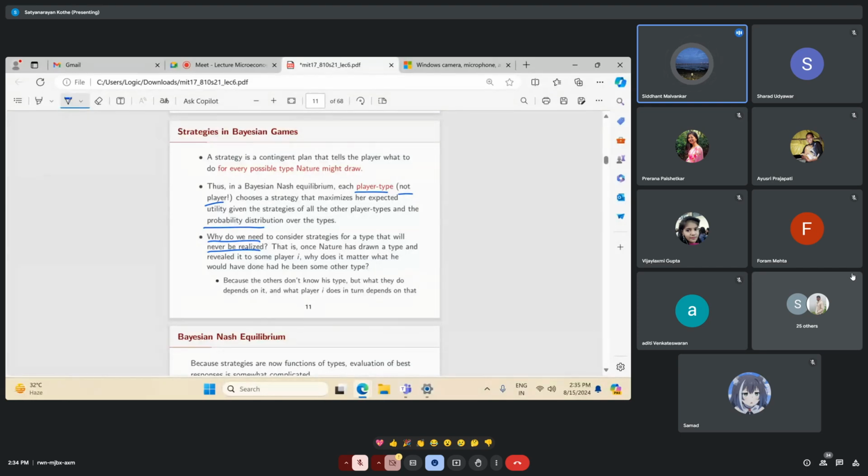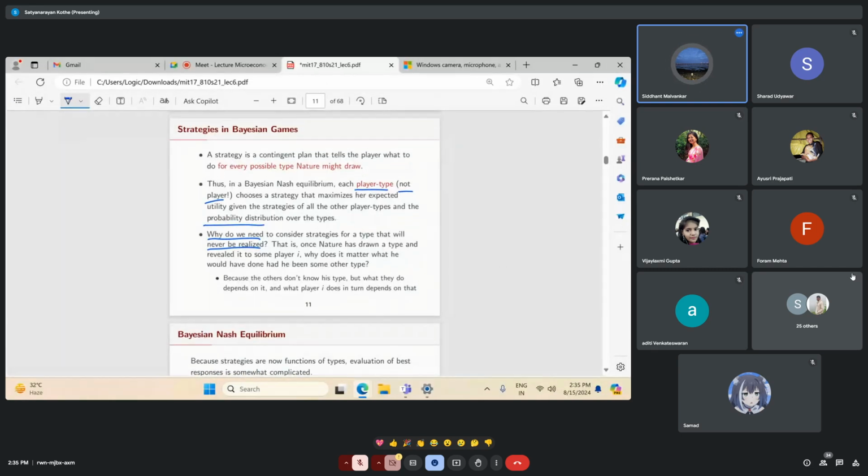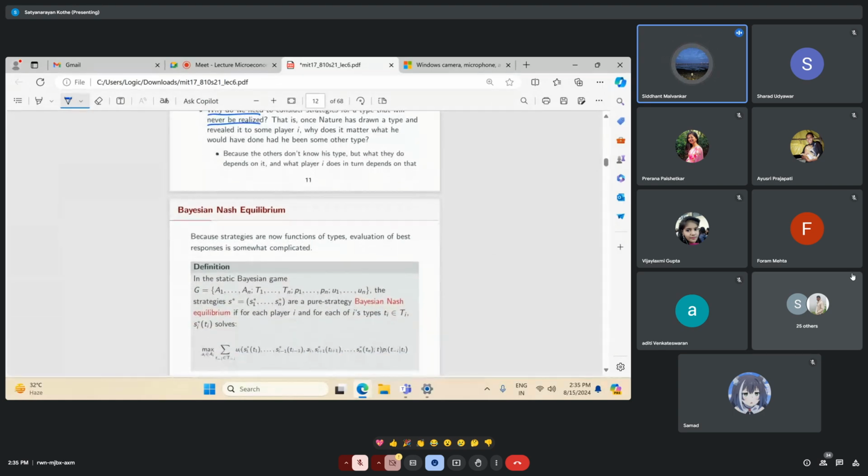player type is also revealing some probability, okay, and if you are able to map and define that probability, then you can have a better position, because the others don't know his type, but what they do depends on it, and what player i does in turn depends on that. So it's a very important implication of the strategies of nature.